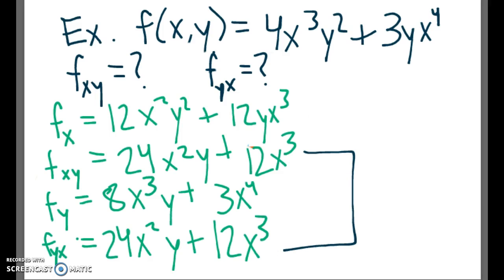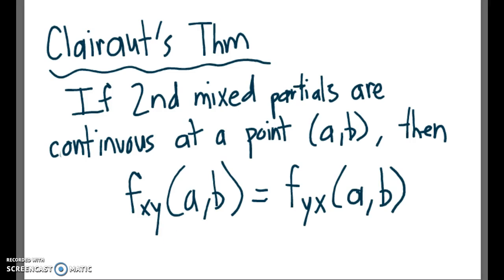Now, why is that? Well, that is because of a theorem called Clairaut's theorem, which states that if second mixed partial derivatives are continuous at a point a comma b, then the partial derivative f sub x y of a comma b is equal to the partial derivative f sub y x of a comma b.